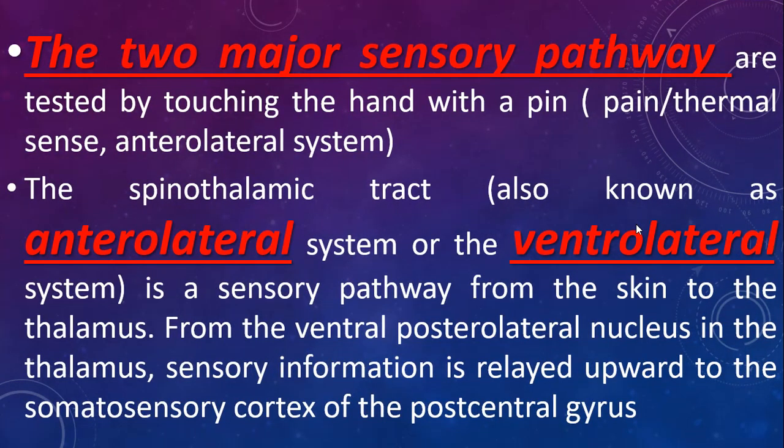The two major sensory pathways are tested by touching the hand with a pen. Pain, thermal sense, or the anterolateral system. The anterolateral system, also called the spinothalamic tract or ventrolateral system, is a sensory pathway from skin to thalamus. From the ventral posterolateral nucleus in the thalamus, sensory information is relayed upward to the somatosensory cortex of the postcentral gyrus.